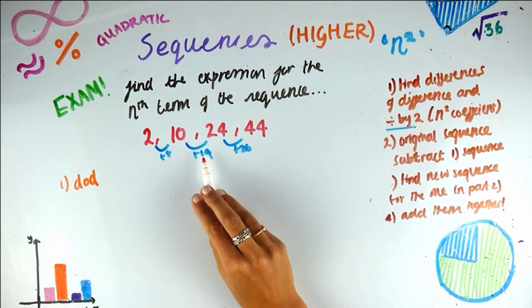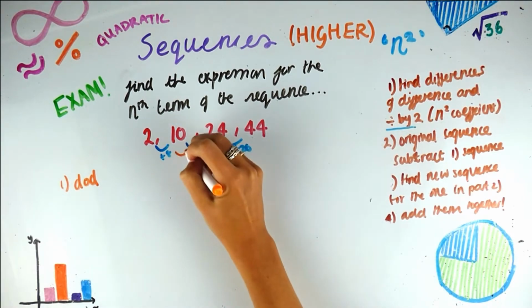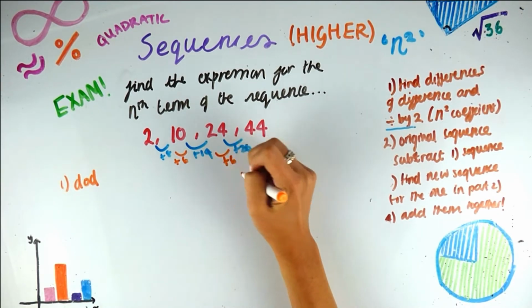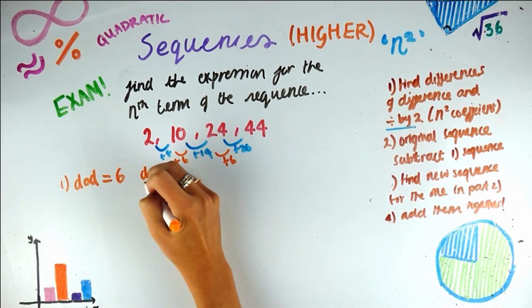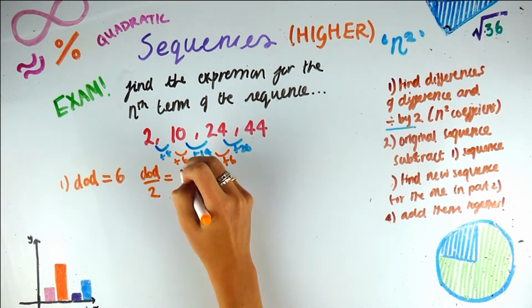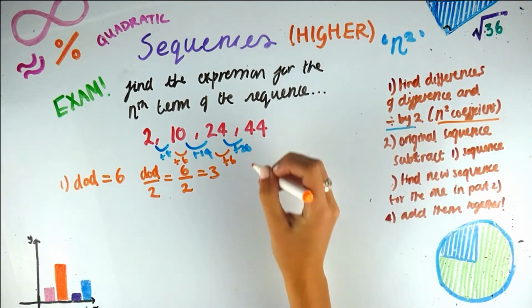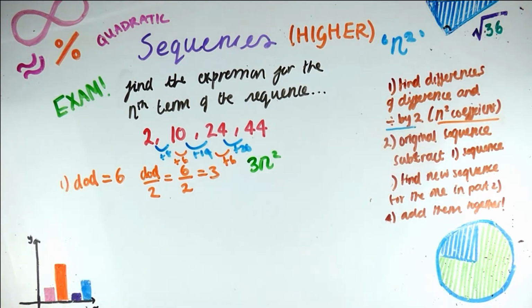So here we've gone from 8 to 14. So 8, 9, 10, 11, 12, 13, 14. That's gone up by 6. 14 to 20 has also gone up by 6. We've calculated the difference of the differences to be 6. We take the differences of the differences and we divide them by 2. So that is 6 divided by 2, which is 3. Now this becomes your n squared coefficient. So we know we're going to have 3n squared in our sequence.